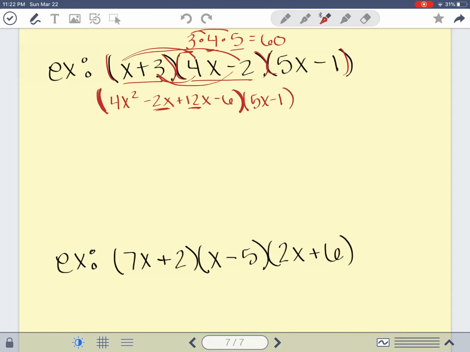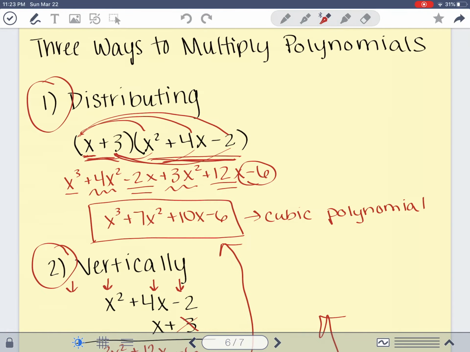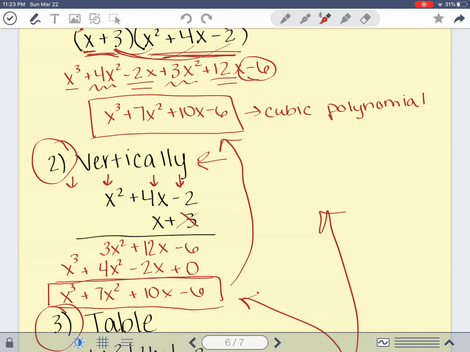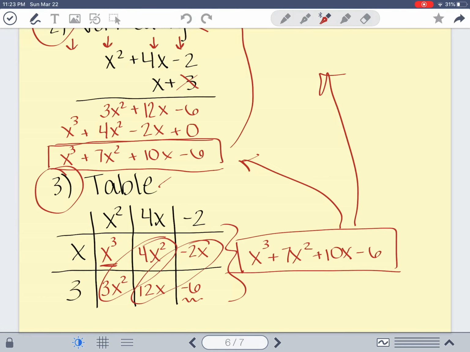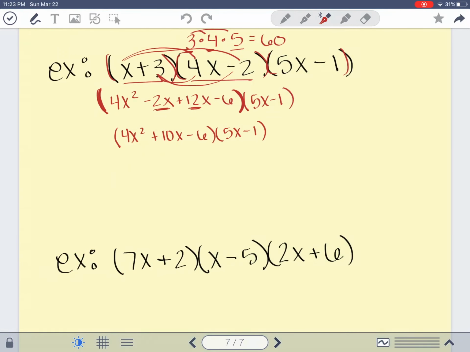Just to make it a little easier, I am going to combine my like terms right here. So in my parentheses, I've got 4x squared plus 10x minus 6, and I'm going to multiply that by 5x minus 1. Now from here, you can choose: do I want to distribute? Do I want to multiply vertically? Or do I want to do a table? Whichever way works best for you.